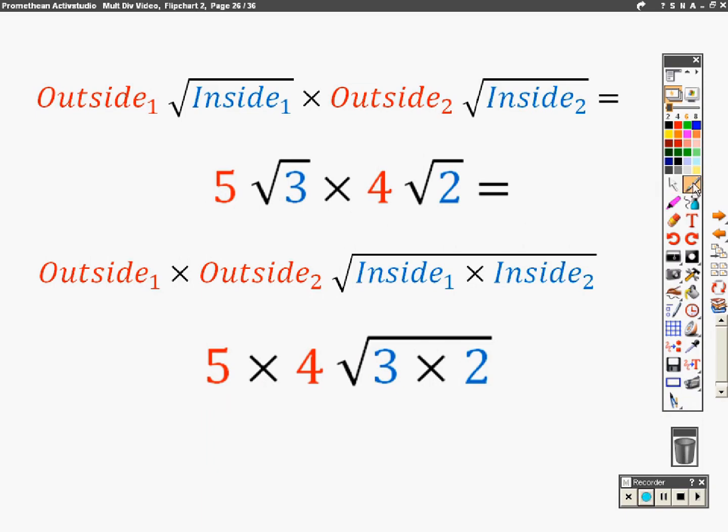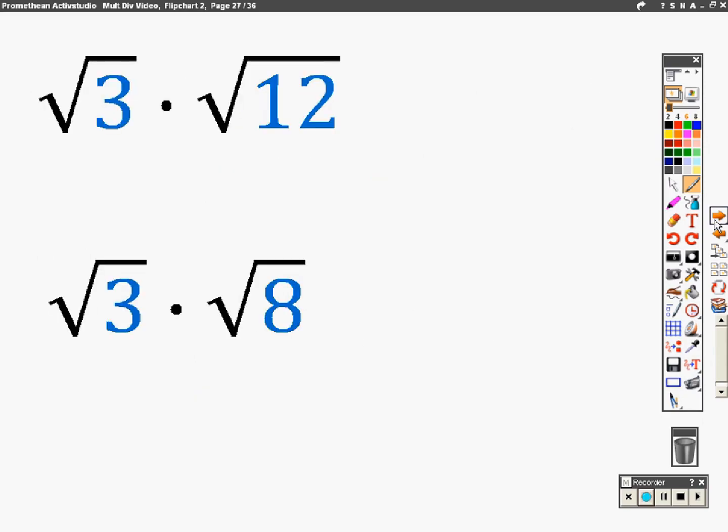Well, we call this a radical. 5 times 4 cleans up nicely to 20 square root of 3 times 2, which is just 6. And we always try to simplify our radicals, but I think this one's pretty clear. Let's try a different one. Let's remember our big idea.